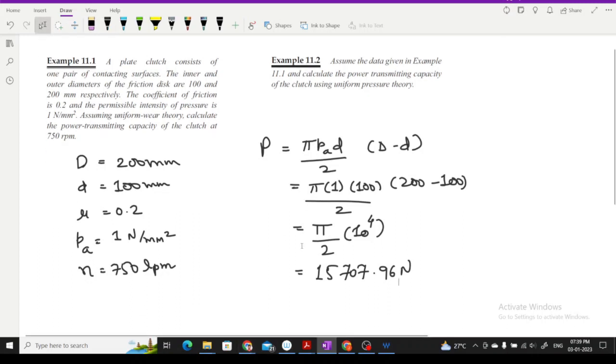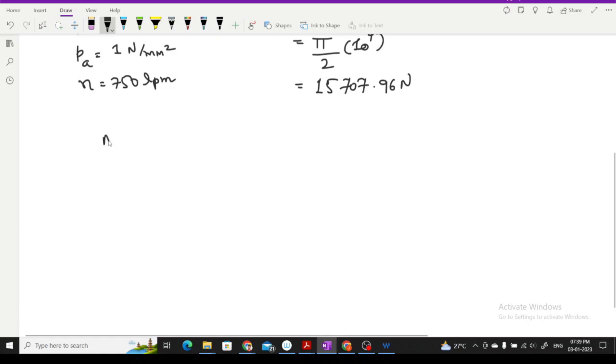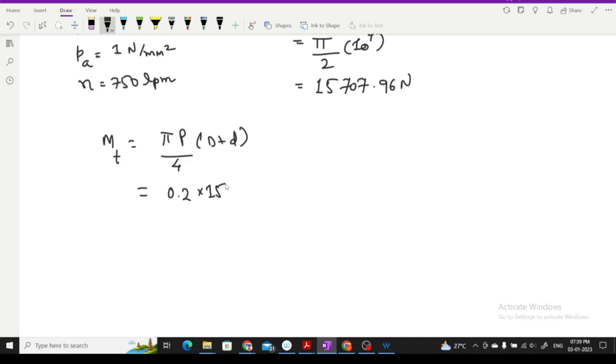Yes, right. So once you get this force, then you can go for the torque. We have written the torque in terms of this force, right? If you remember, this is pi mu p by 4 into d plus d, correct? For uniform wear. Yes, sir. So it is 0.2 into 7.96 by 4 into 200 plus 100. So this will give you the answer. Can anyone answer this?